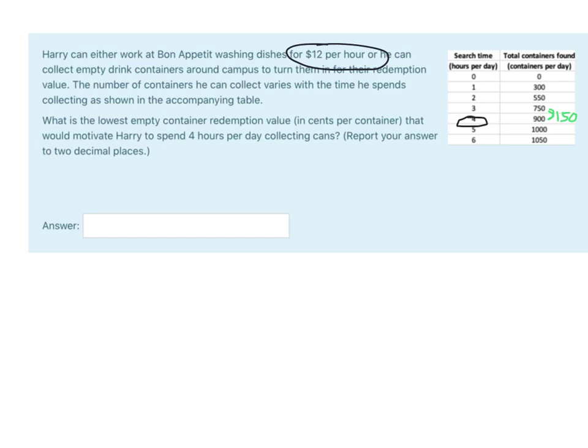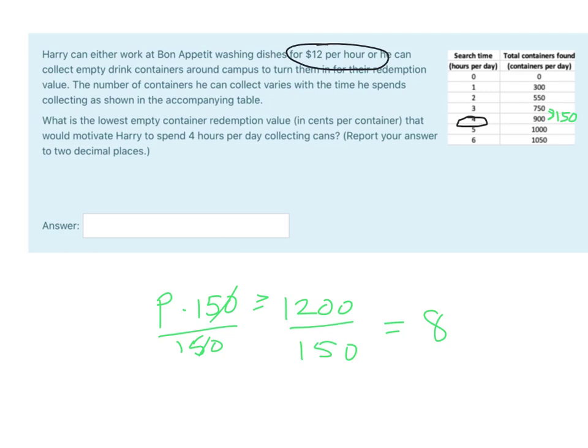So the key is that the price that we're looking for, the price of a can times that marginal product, times 150, has to be greater than or equal to 12. We want it in cents, so $12 is 1,200 cents. So what we get is that we can divide both sides by 150, and we find that price has to equal 8 is the answer we get. And remember, the units are cents per empty container. So 8 is the answer here.